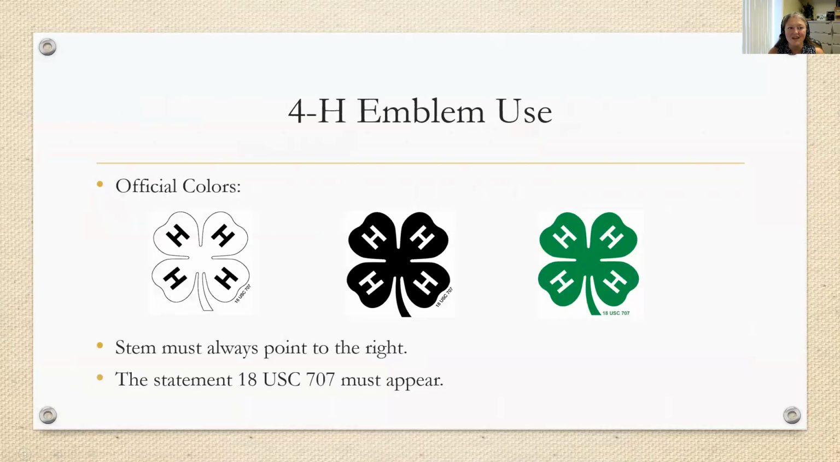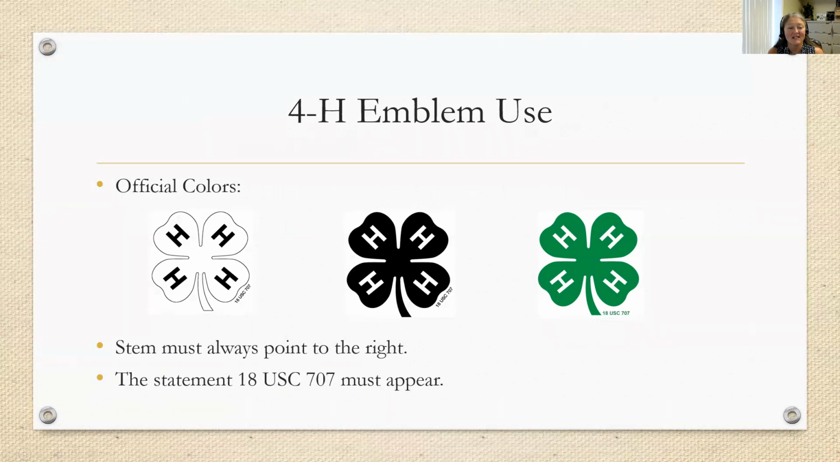So the official colors you can see here: we have two black and white versions, and then the traditional 4-H green and white. You can use any of those colors, but you may not alter the color of the emblems other than what you see here. So no non-traditional colors for the 4-H emblem. The stem should always point to the right, as it's shown here.